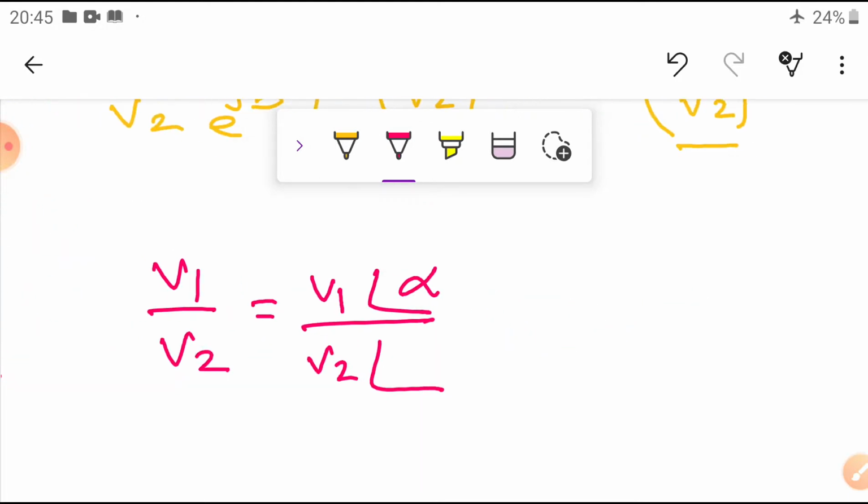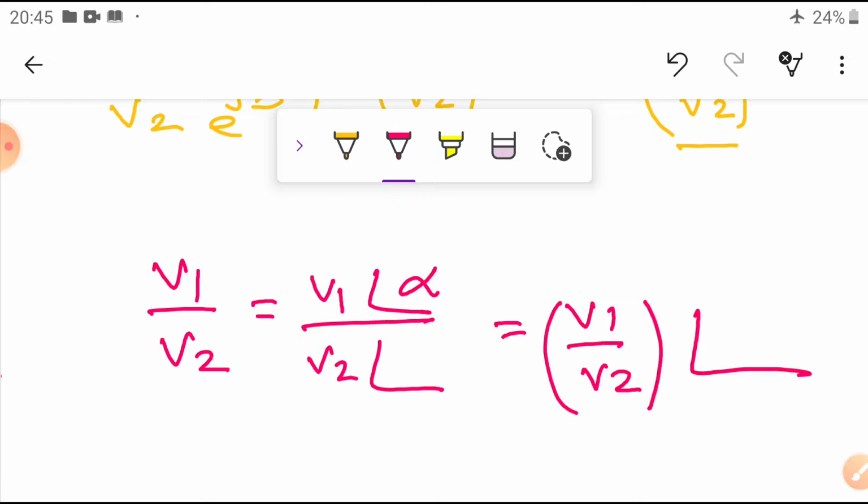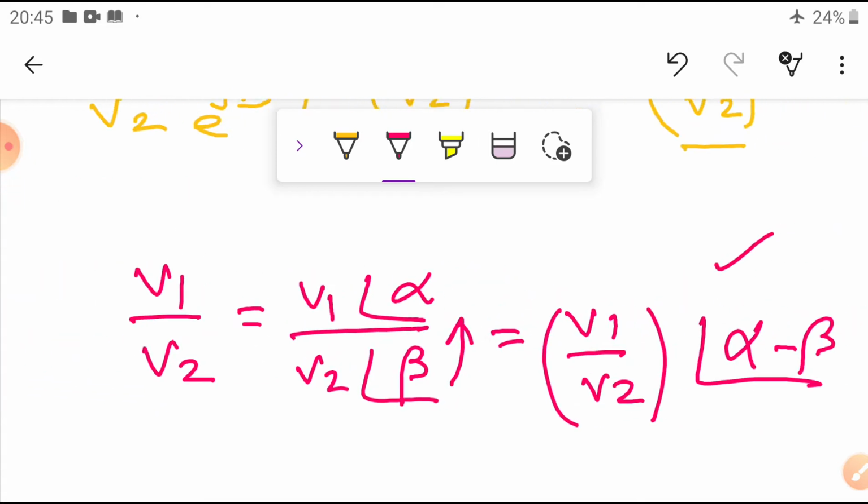Then what is the value? We are going to get V1 by V2. This is the magnitude. Then what is the angle? Angle is equal to, so what is the beta? If it goes to that one, it will become the minus. So, alpha minus beta. This is the final equation. You can see how we are going to get the single step division.